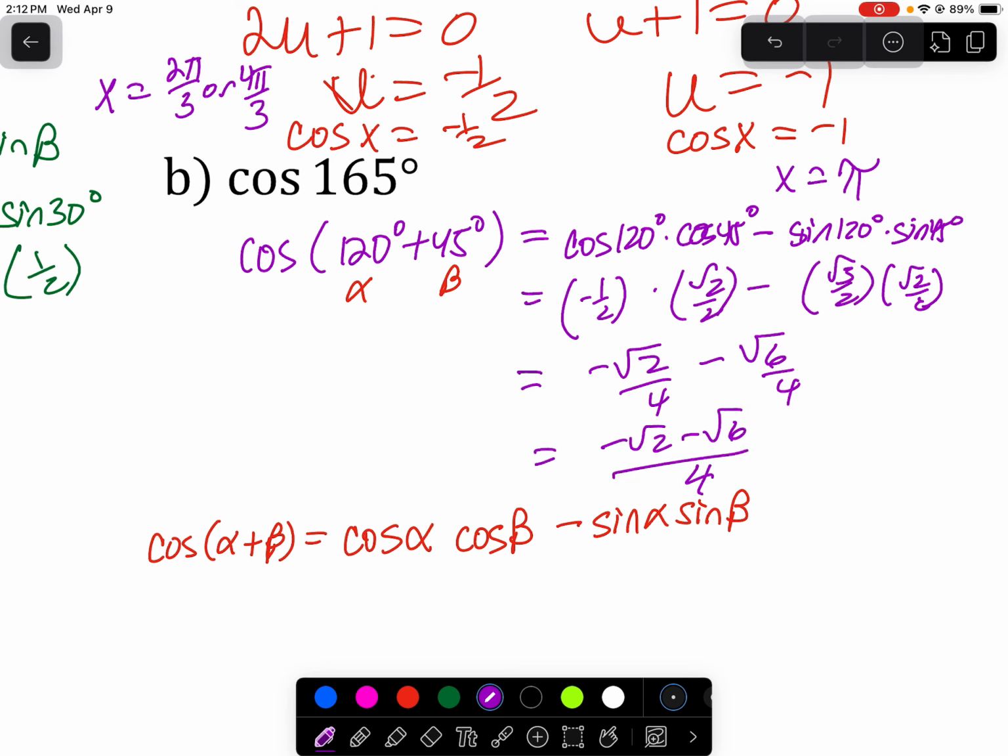So study this. Make sure you understand how these formulas work. This is what the test looks like that you will take tomorrow.